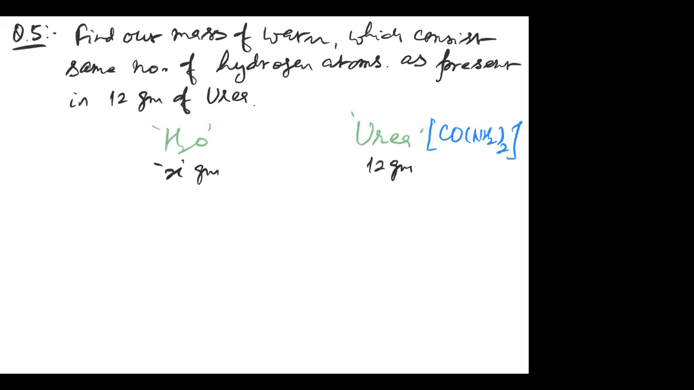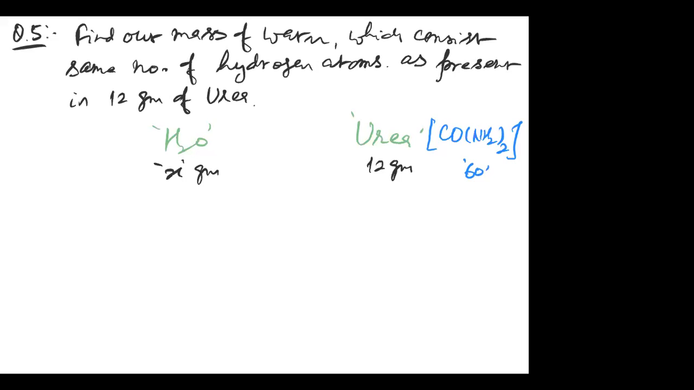Its molar mass also comes out to be 60, which you can easily find out. Carbon has atomic mass 12, oxygen has atomic mass 16, for nitrogen it is 14 into 2, and for hydrogen it is 1 into 4. So for water it is X gram, and for urea it is given as 12 gram.